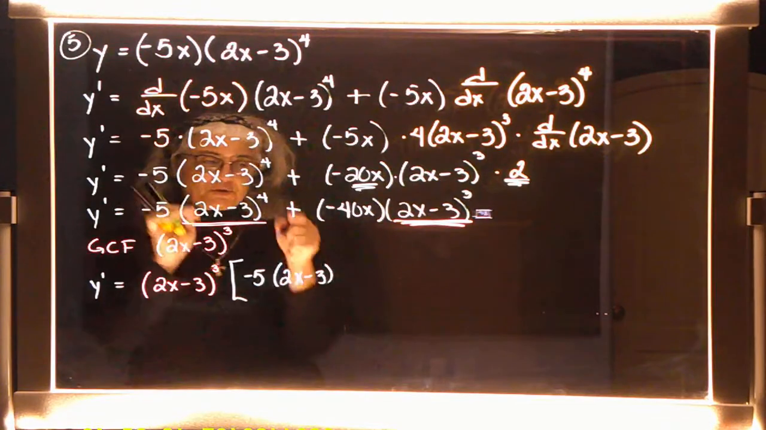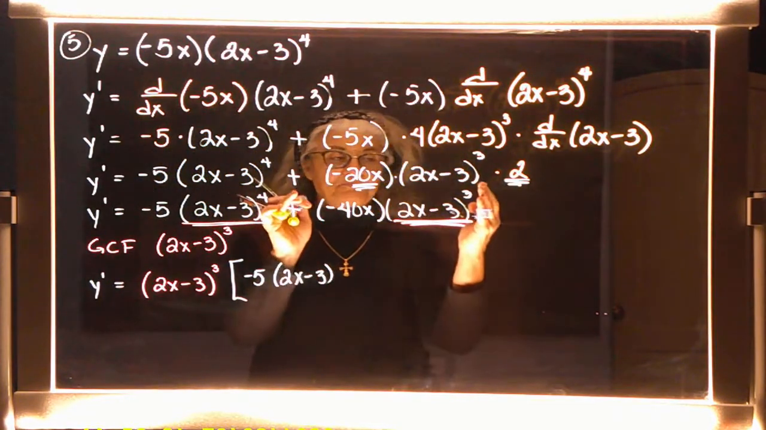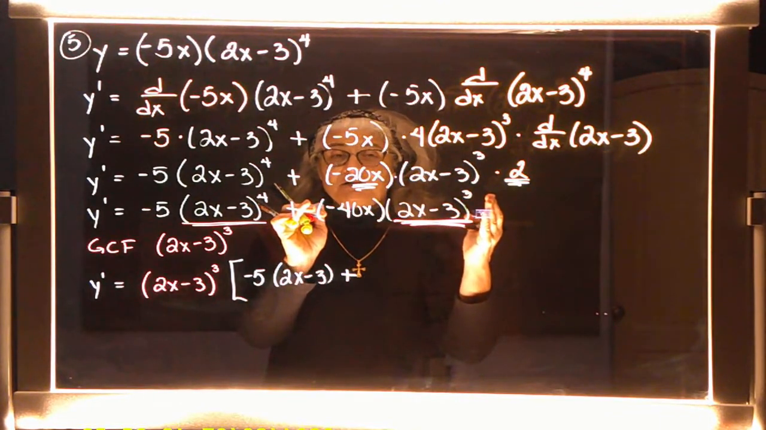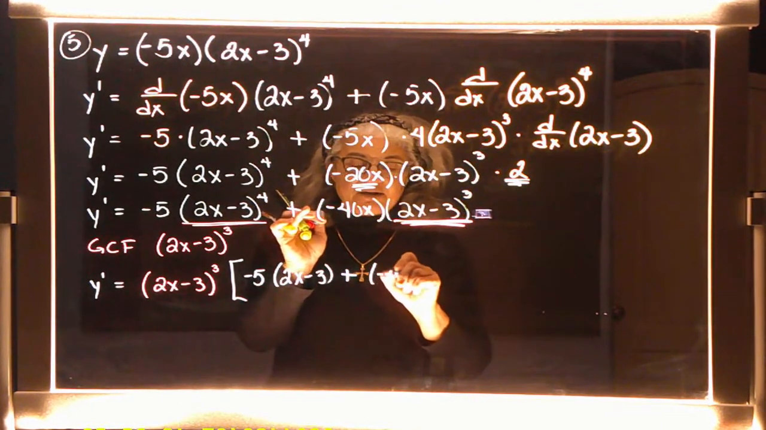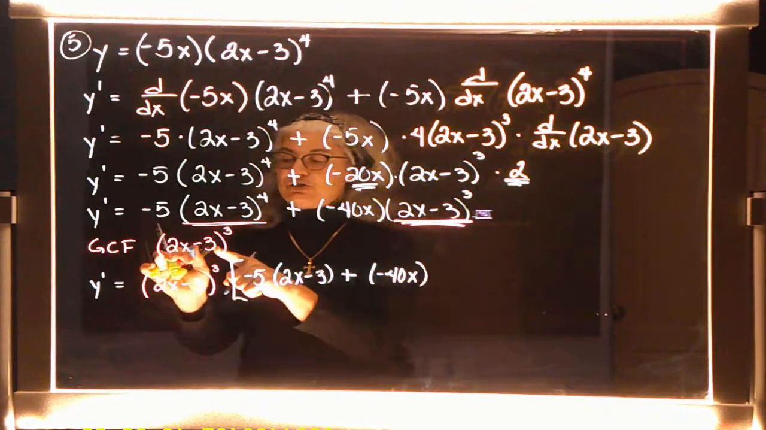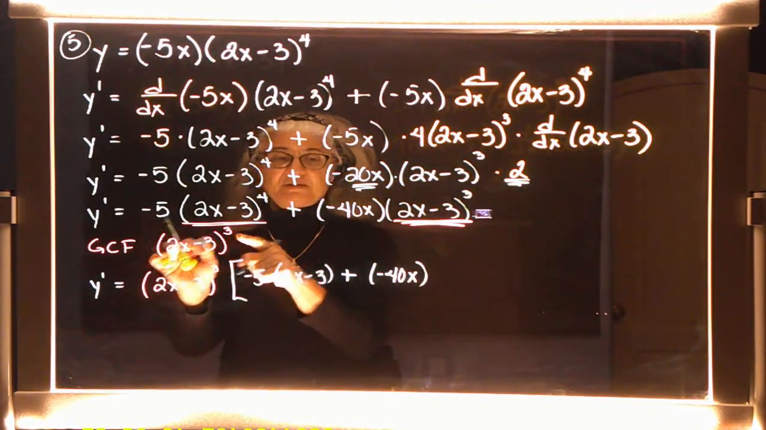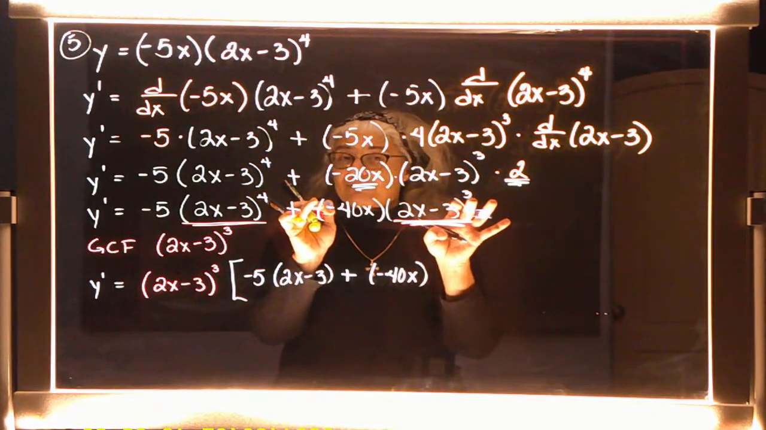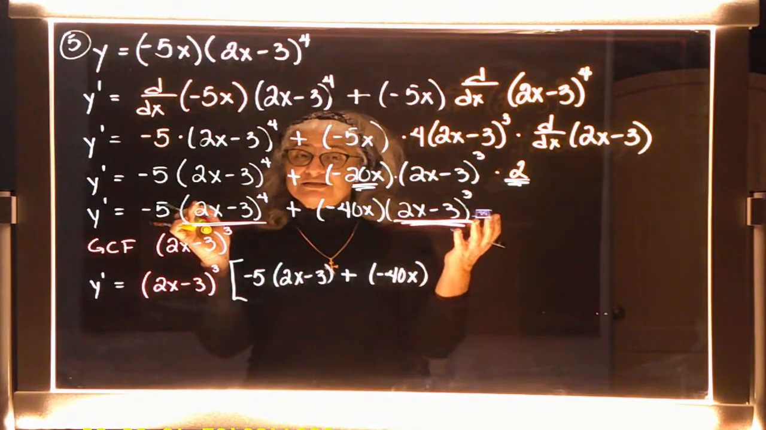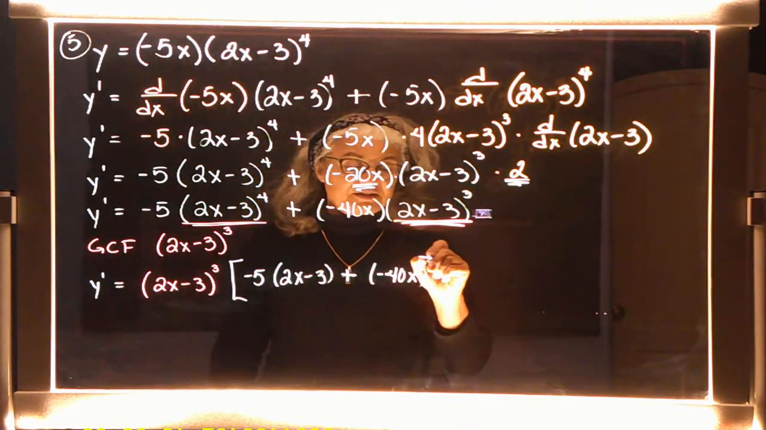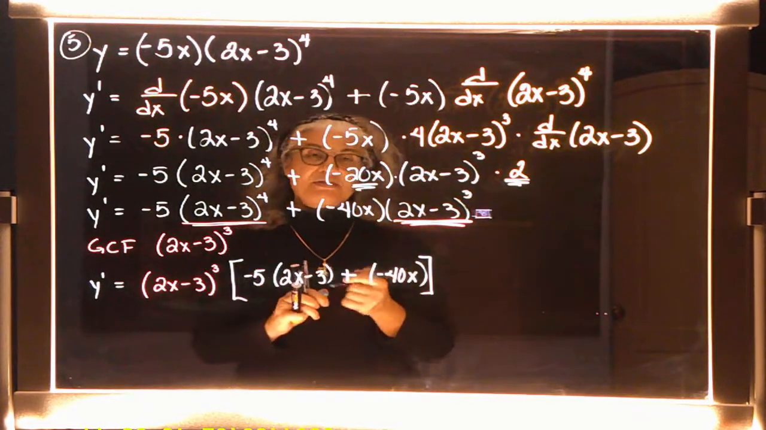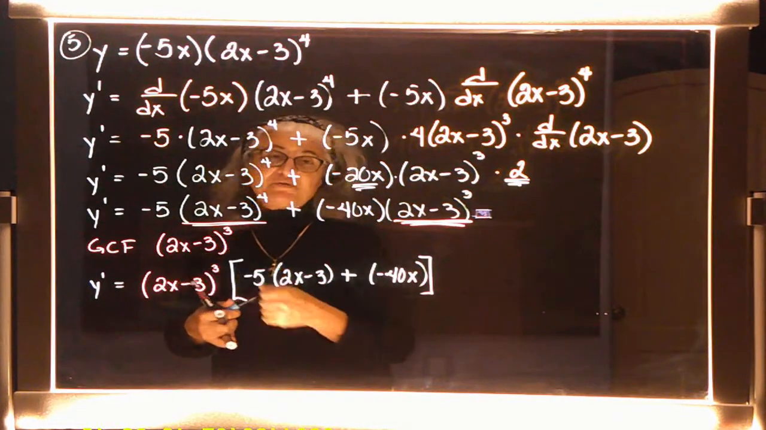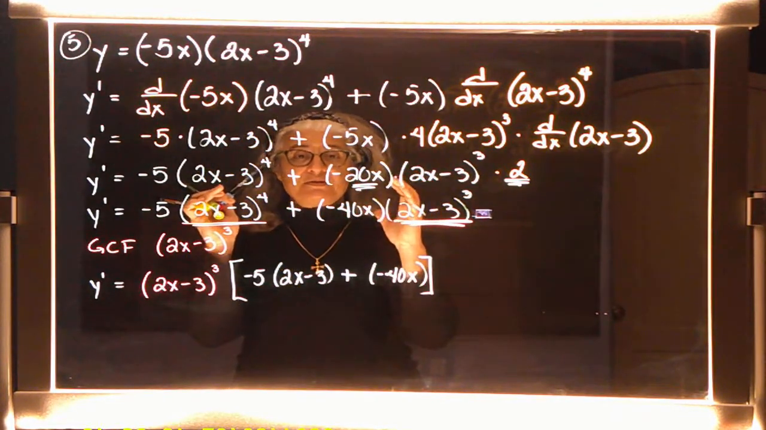Okay, on this second term, plus the negative 40x will definitely remain. Agreed? Now remember, you're taking out 2x minus 3 and you're taking out 3 of them. From this term, when you take out the 2x minus 3 and you take out 3 of them, is there any left? Nope, nothing is left there. In parentheses here is the leftover when you factor out this greatest common factor of the 2x minus 3 in parentheses to the power of 3.